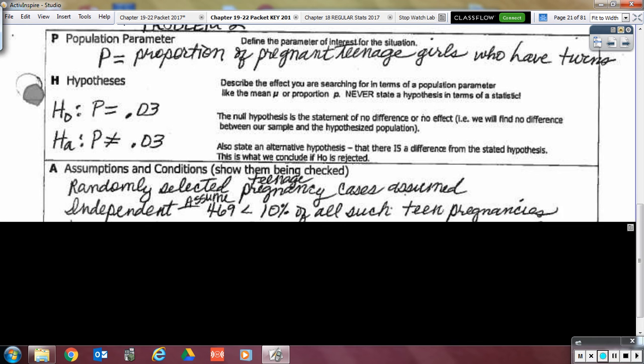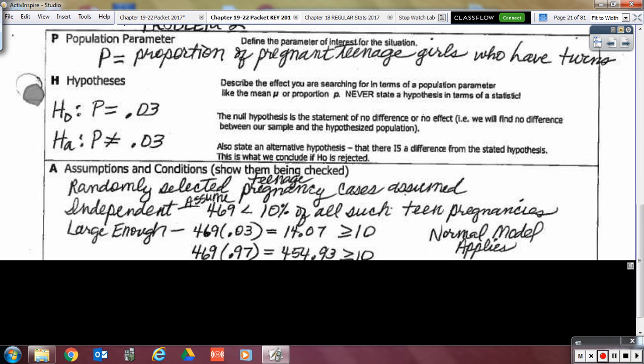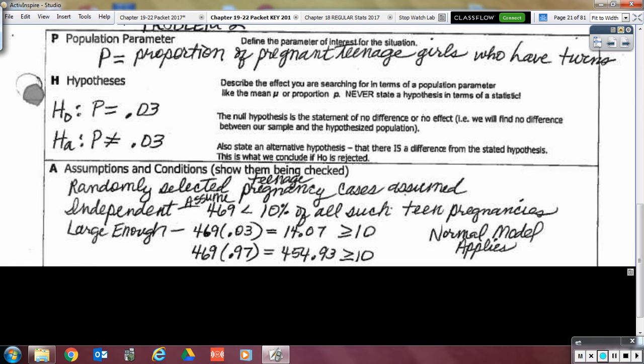Independent: we're assuming that the 469 is less than 10% of all such teen pregnancies. Not all pregnancies, we're talking about teen pregnancies. And large enough: make sure that on your large enough, you are using this true P right here, 469 times 0.03. I have had to redo answer keys over and over because sometimes I have a tendency to put P hat there, but we have true P. That's the hypothesized P. Yes, ma'am.